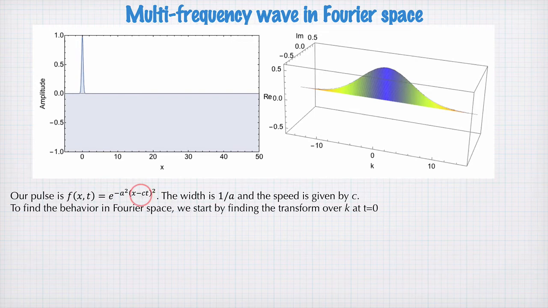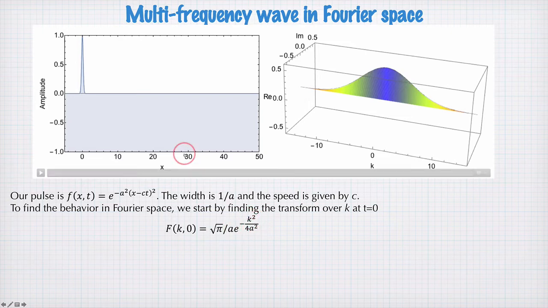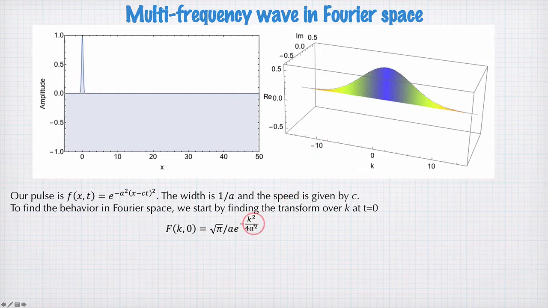Now, to find the behavior in Fourier space, let's start by finding the transform over k at time equal to 0. So we're going to set t equal to 0 and just take the Fourier transform of this function, which will be this function just of x, and then we can use the shift theorem to see how this thing propagates in time. So at t equal to 0, this bit goes away, and the Fourier transform we're finding is just the Fourier transform of the Gaussian e to the negative a squared x squared, which we can just write down. It's a Gaussian in k space, so it's a Gaussian as a function of k, noting that as the Gaussian in real space becomes more narrow, the Gaussian in k space will become wider.